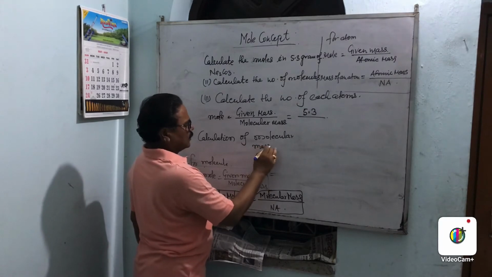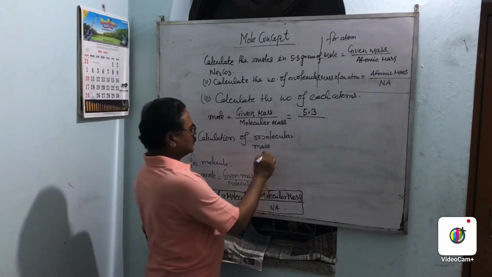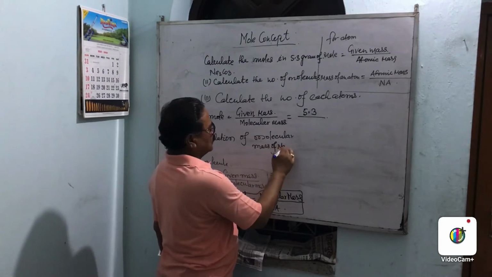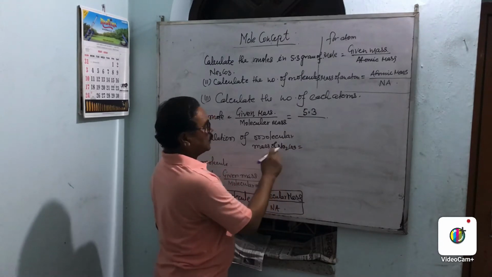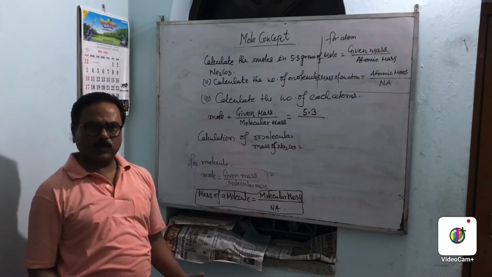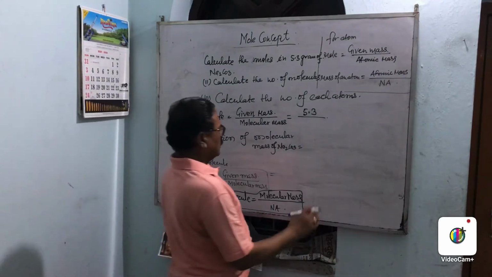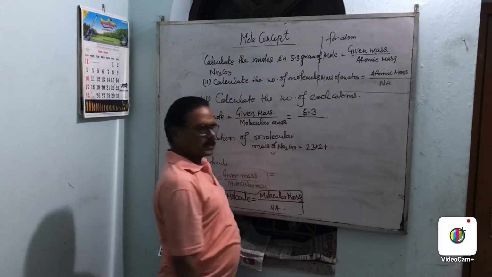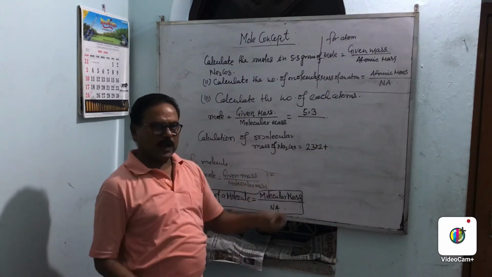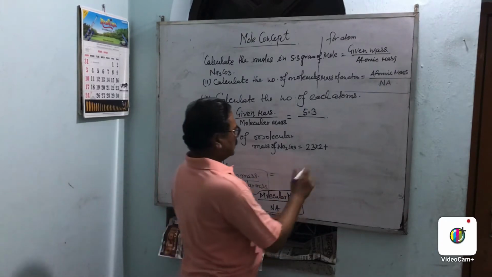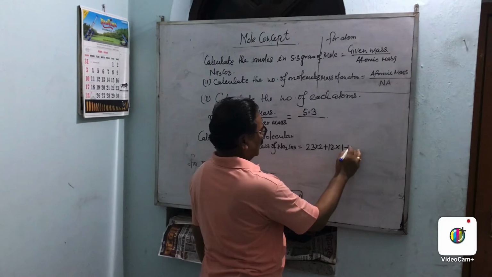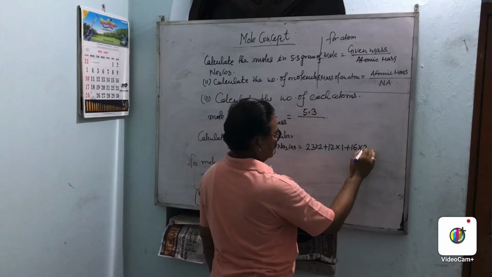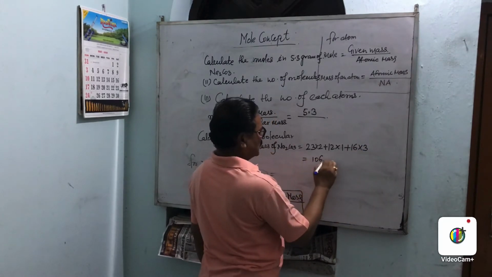I think you have the knowledge to calculate the molecular mass. Let us see the calculation of molecular mass of Na2CO3. What is the atomic mass of sodium? Already it is given in the question paper, although you should remember the atomic mass. 23 multiplied by 2, because the number of atoms is 2, plus 12, plus the atomic mass of oxygen, 16, multiplied by 3. This is the algebraic sum, we add it, so it comes to be 106.